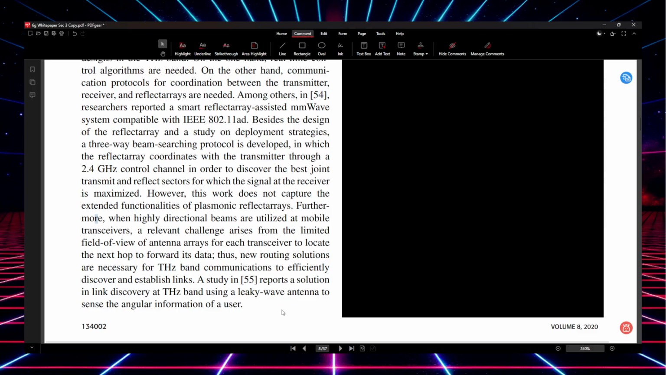Furthermore, when highly directional beams are utilized at mobile transceivers, a relevant challenge arises from the limited field of view of antenna arrays for each transceiver to locate the next hop to forward its data. Thus, new routing solutions are necessary for terahertz band communications to effectively discover and establish links. A study, which is in the citations of the paper, reports a solution in link discovery at terahertz band using a leaky wave antenna to sense the angular information of a user.